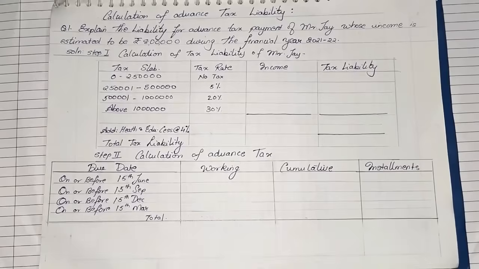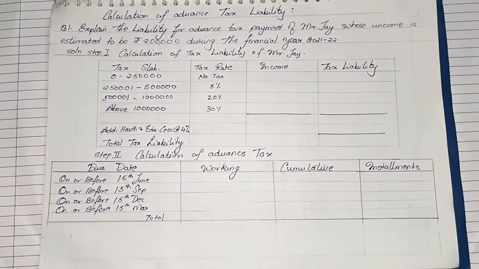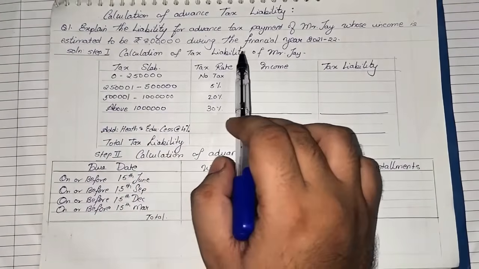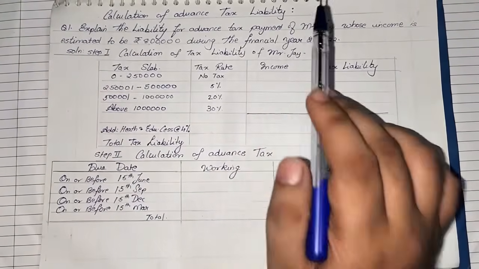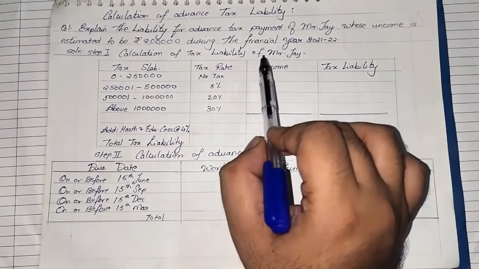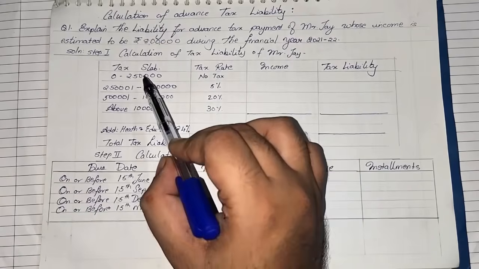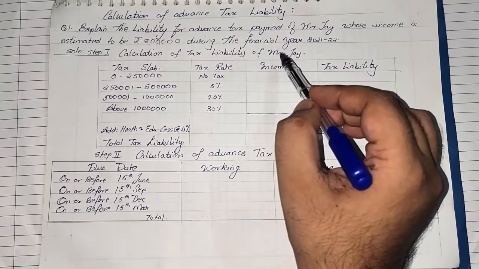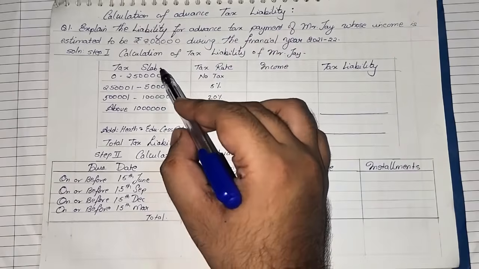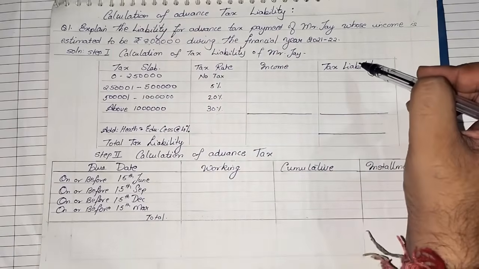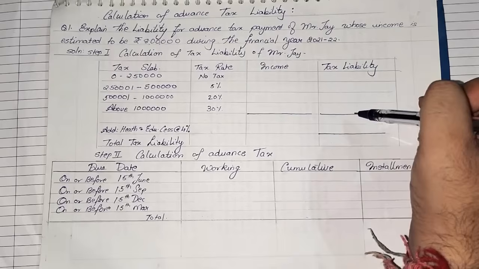Now, we will solve the sum in 2 steps. Step number 1, we need to first calculate the tax liability of Mr. J. So you'll have to give the heading as tax liability of Mr. J, and then create this table. The table will include your tax slab, assuming that he is less than 60 years, the tax rate, the income, and then we'll have to find the tax liability.